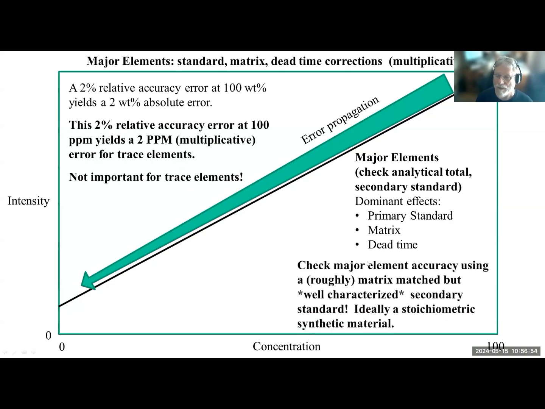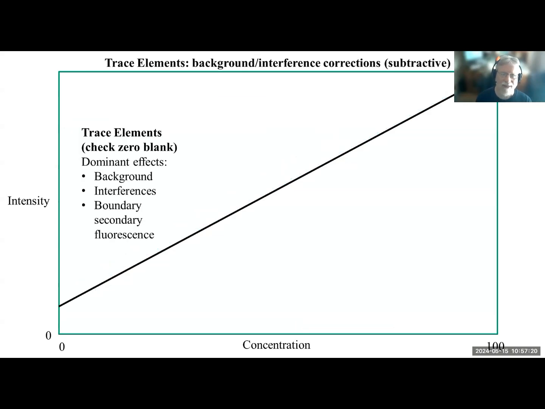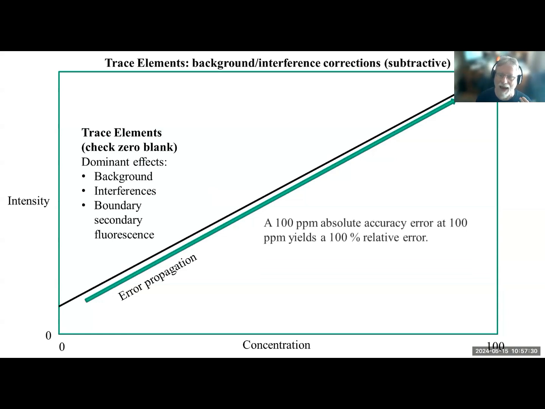But of course, we can check the major element accuracy using a roughly, at least, matrix match. You don't want to use Si metal for looking at silicates, but you can look at SiO2 when looking at silicates, as long as it's a well characterized standard. And ideally, and I hope this is something we can discuss this summer at M&M, a high purity stoichiometric synthetic material or mineral. For trace elements, of course, the dominant effects that I said before are background, interferences, and boundary fluorescence. And this is a constant in an absolute sense correction because it's a subtractive effect.